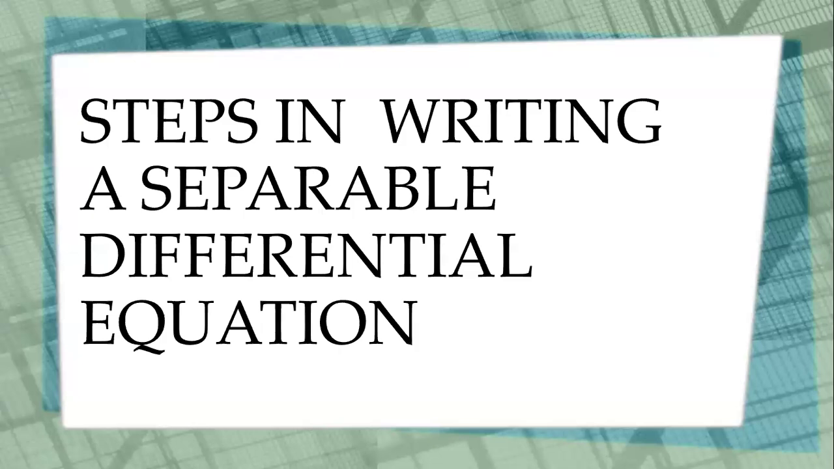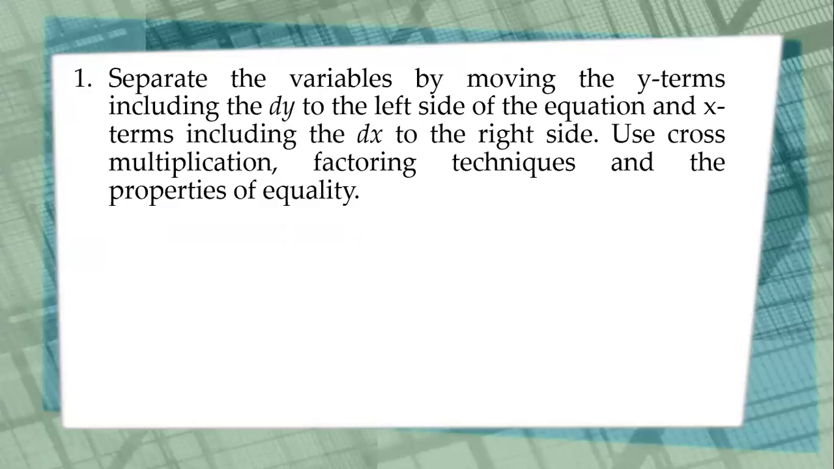So here are the steps in solving a separable DE. Step number 1, you separate the variables by moving the y terms, including the dy, to the left side. So again, all of your y and dy should be on the left side, and the x terms, including the dx, to the right side. We can use cross multiplication, factoring techniques, and other properties of equality such as APE, or you may directly transpose a certain term to the other side, applying the addition property of equality, or you can divide both sides. Sometimes it will also entail multiplying both sides, so that's an MPE.